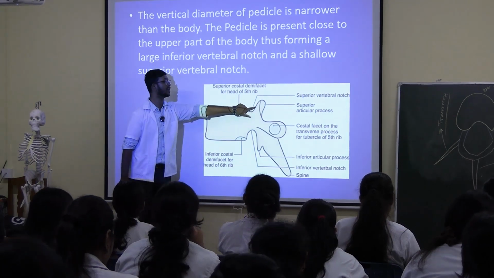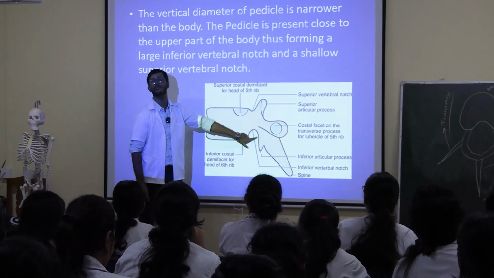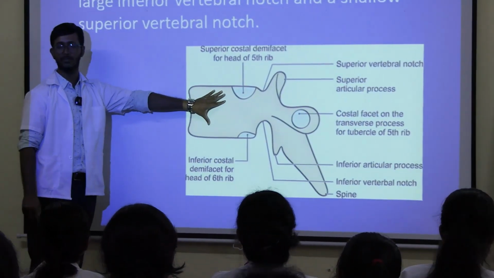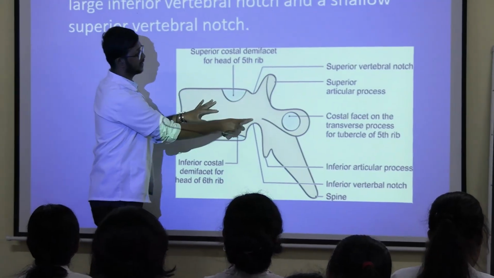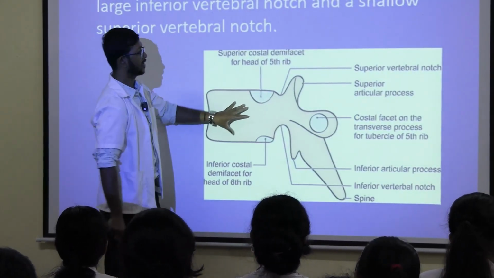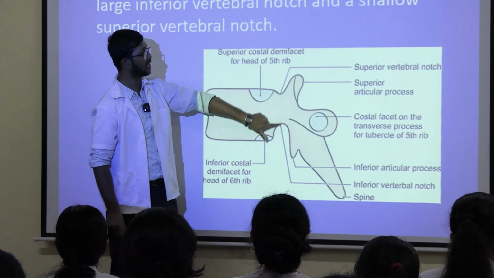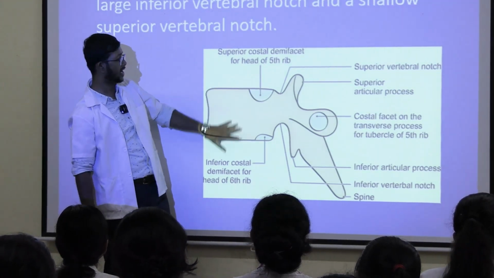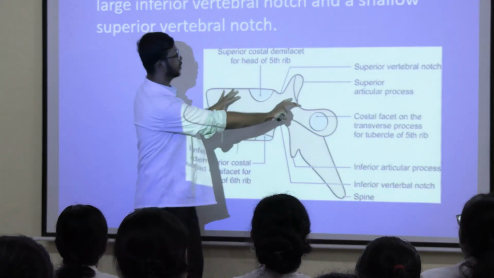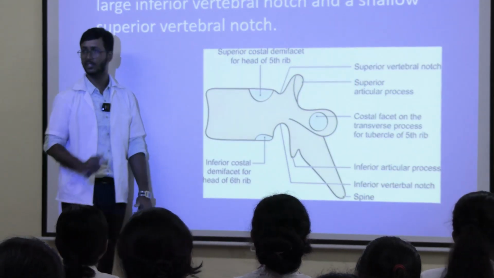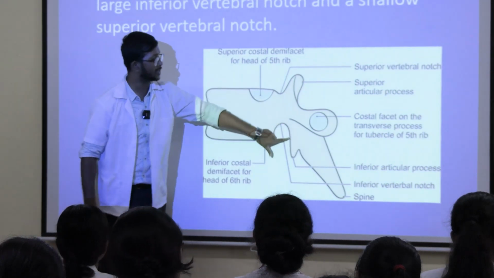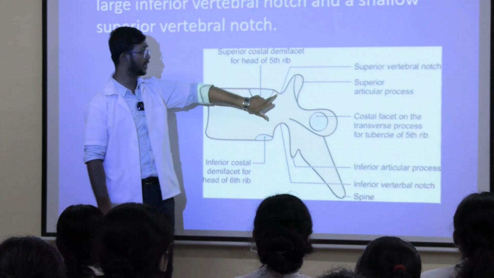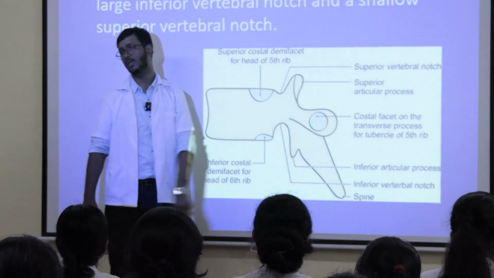Now coming to this notch. This is the superior vertebral notch, this is the inferior vertebral notch. How are these formed? Basically this is the body of the vertebra, and this is your pedicle. The vertical diameter of the pedicle is narrower as compared to the vertical diameter of the body. So when these two bones get joined together during the ossification period, one notch develops. This is your inferior vertebral notch, and on the superior part we get the superior vertebral notch.